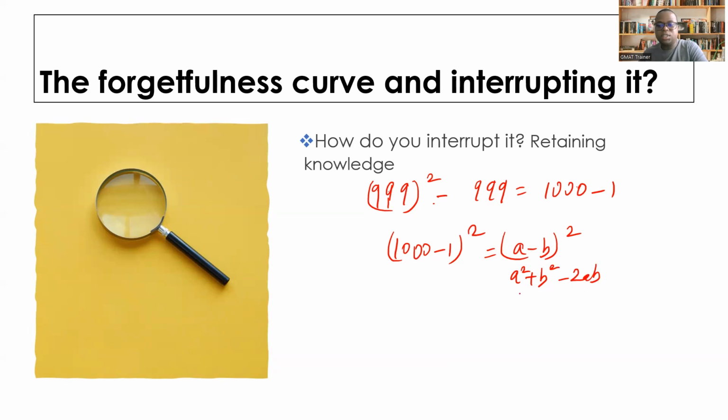If you don't know this identity, these are things I studied more than 2 years ago from the time I'm creating this video, but still I can recall them. Now you can easily do this: it will be 1,000,000 plus 1 minus 2,000. Then you just subtract and you get the answer pretty quickly. That is how to apply this.